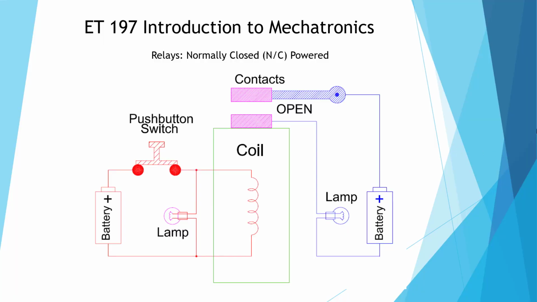Here we're showing a normally closed contact, powered. So what happens is we push our switch here, we get current flow through here, we get a magnet, and then the mechanism inside the relay forces the contacts open. Okay, so now we have no current flow in here. We have an open circuit.